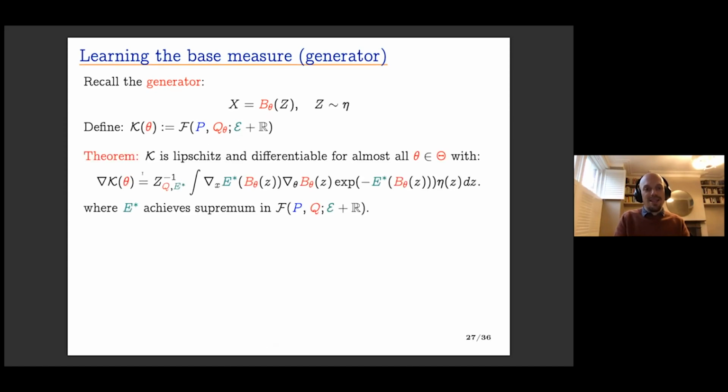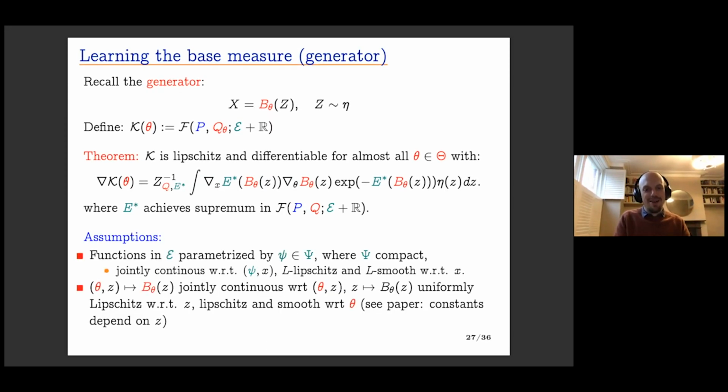Then the derivative of KL with respect to my generator parameters is given by this expression here, where E star is the optimal energy function. So if I train my critic to convergence and I use that E star, then I can compute an unbiased estimate of my derivative of the KALE. Now, of course, maybe I don't want to train my energy to convergence, but then I get an approximation to this derivative. This requires some smoothness assumptions.